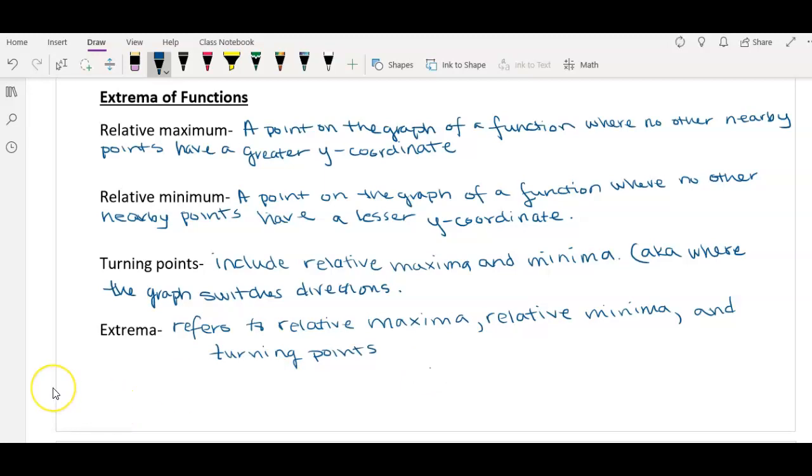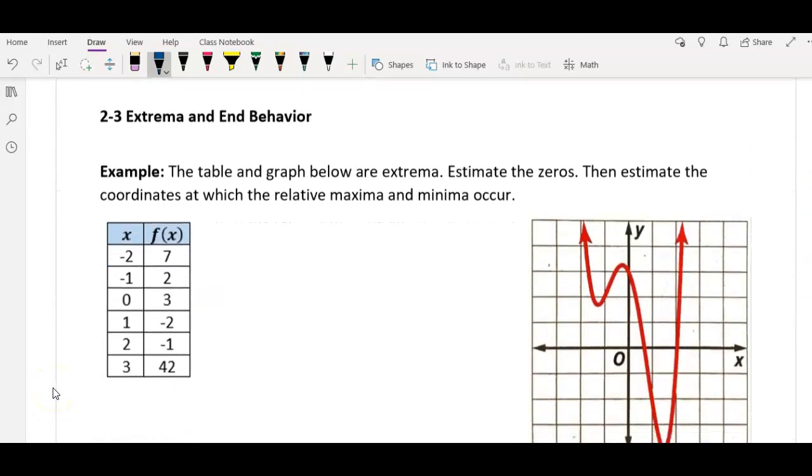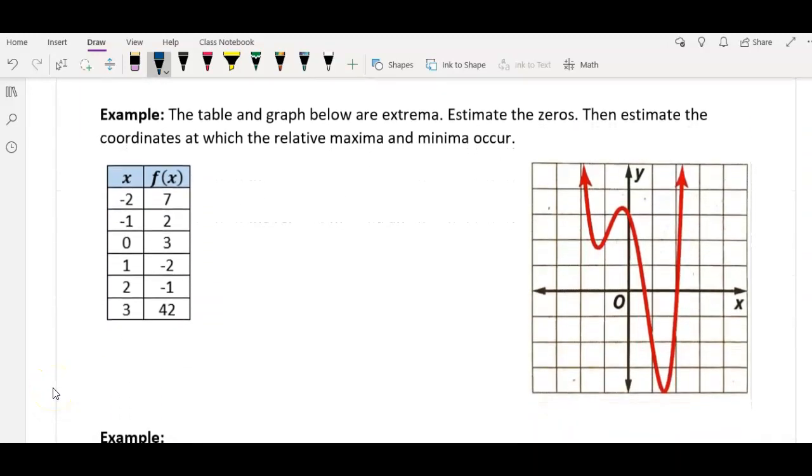All right, going on. Let's take a look at some examples of extrema. Here we have a table and we have a graph. The table and graph below have extrema, and we need to estimate the zeros, then estimate the coordinates at which the relative maxima and minima occur.